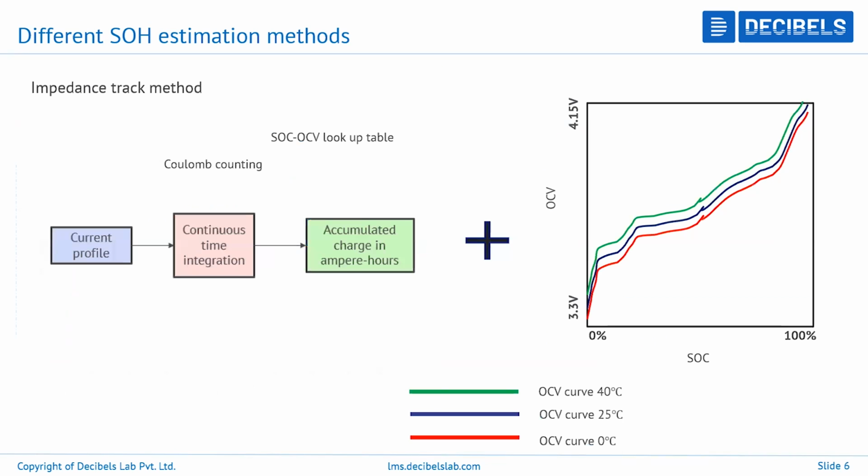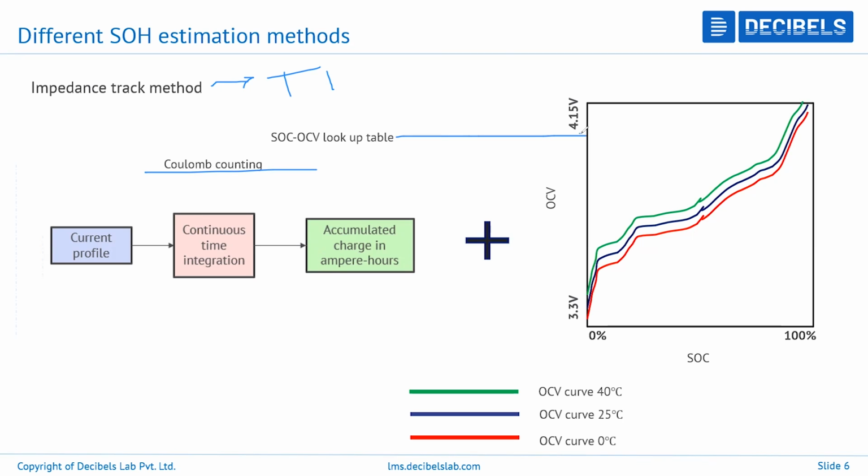And also we have one combined approach, which is called the impedance track method. This method has been introduced by Texas Instruments. They have developed a BMS solution, where the capacity of the cell can be estimated utilizing Coulomb counting, that is the total charge that has been estimated using Coulomb counting, and the change in state of charge using the SOC OCV lookup table.